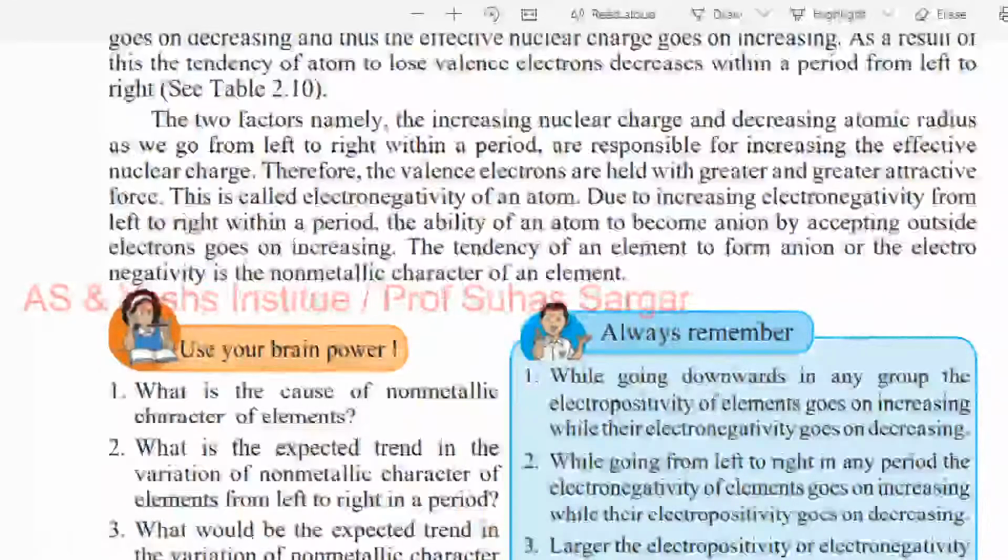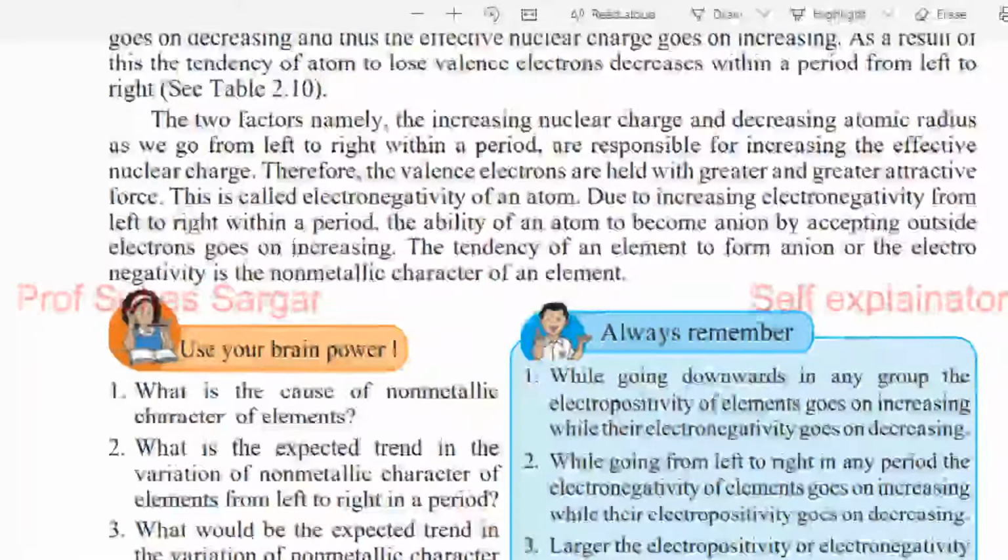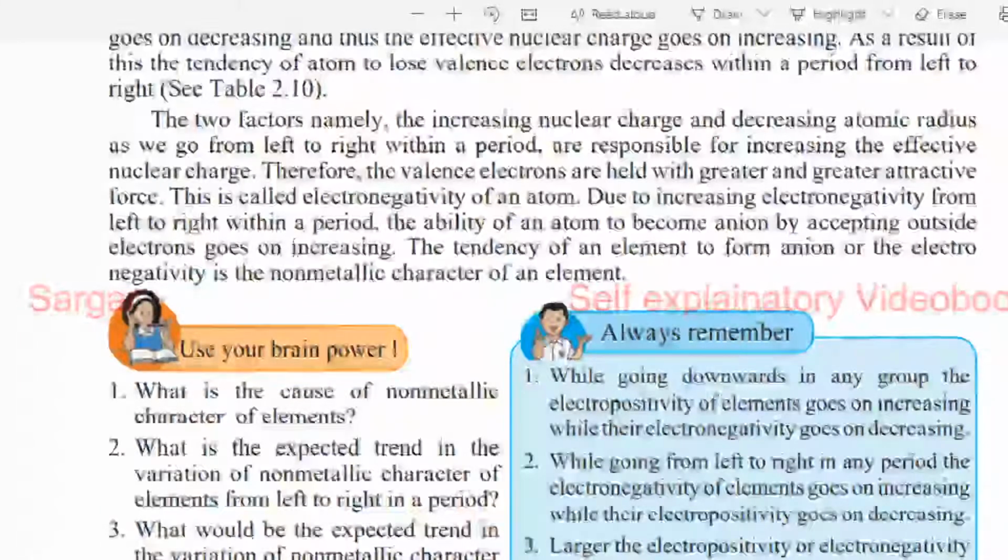The two factors, namely the increasing nuclear charge and decreasing atomic radius, as we go from left to right within a period, are responsible for increasing the effective nuclear charge. Therefore, the valence electrons are held with a greater and greater attractive force. This is called electronegativity of an atom. Due to increasing electronegativity from left to right within a period, the ability of an atom to form an anion by accepting outside electrons goes on increasing. The tendency of an element to form an anion, or the electronegativity, is the non-metallic character of an element.